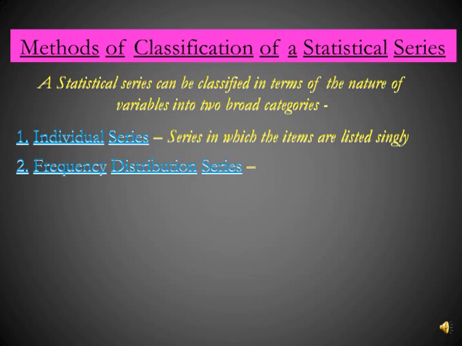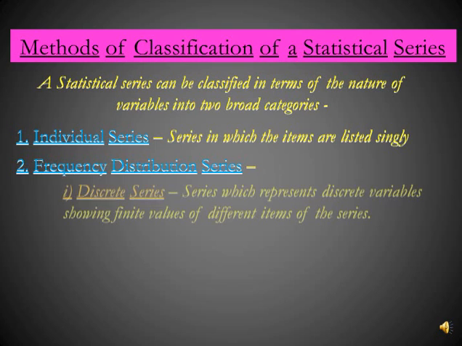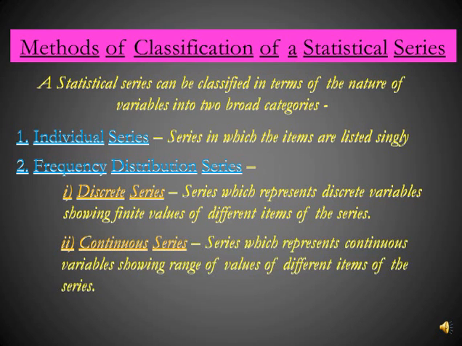Second is frequency distribution series, which is further subdivided into discrete series. It means series which represent discrete variables showing finite values of different items of the series. Second is continuous series. Series which represents continuous variables showing range of values of different items of the series.